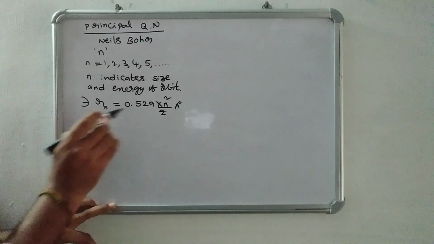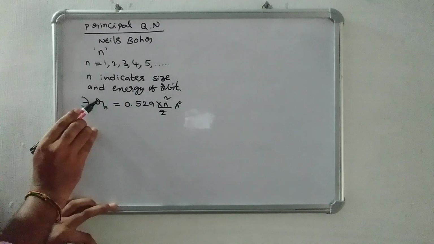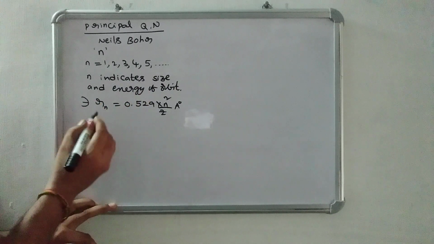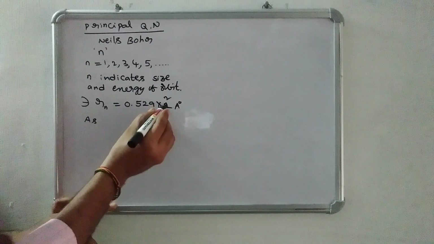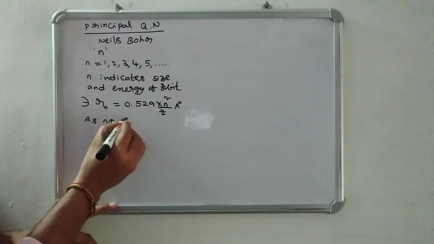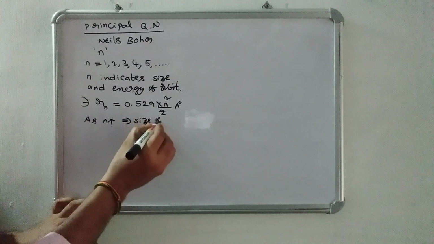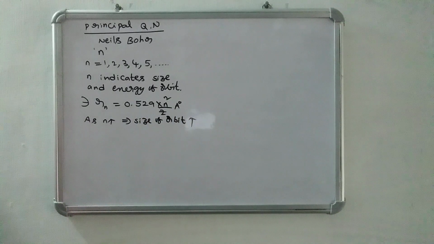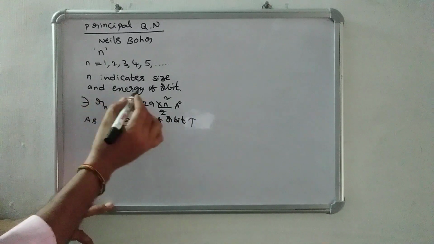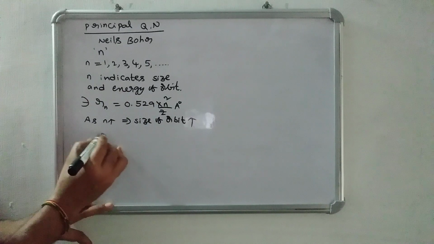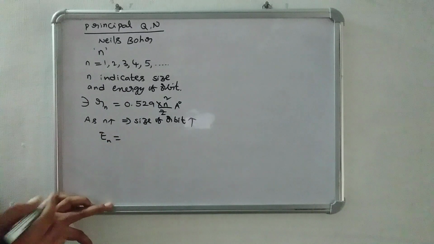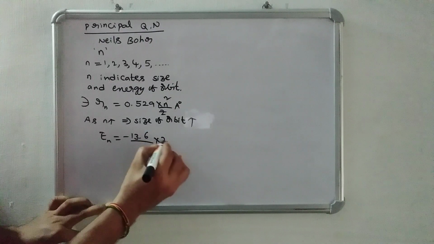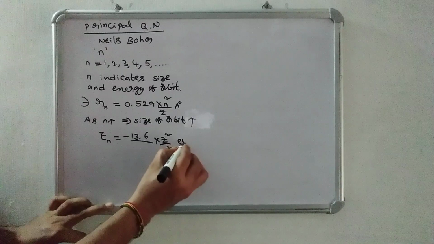Okay, and there is a relation between principal quantum number and radius of the orbit. Here radius of the orbit is nothing but treated as size. As principal quantum number n value increases, it implies size of orbit also increases. Understood? Upward arrow indicates increase. For example, a discussion about energy. Energy of nth orbit is equal to minus 13.6 into z square by n square electron volts per atom.